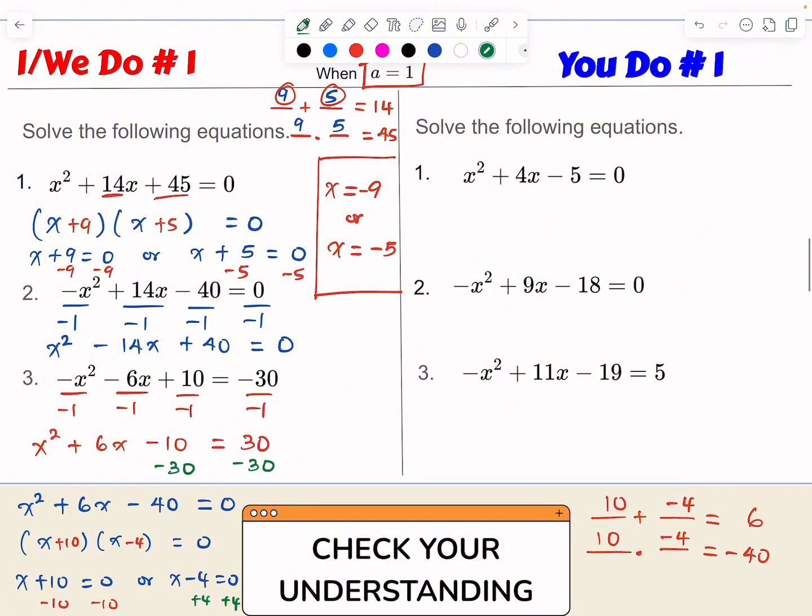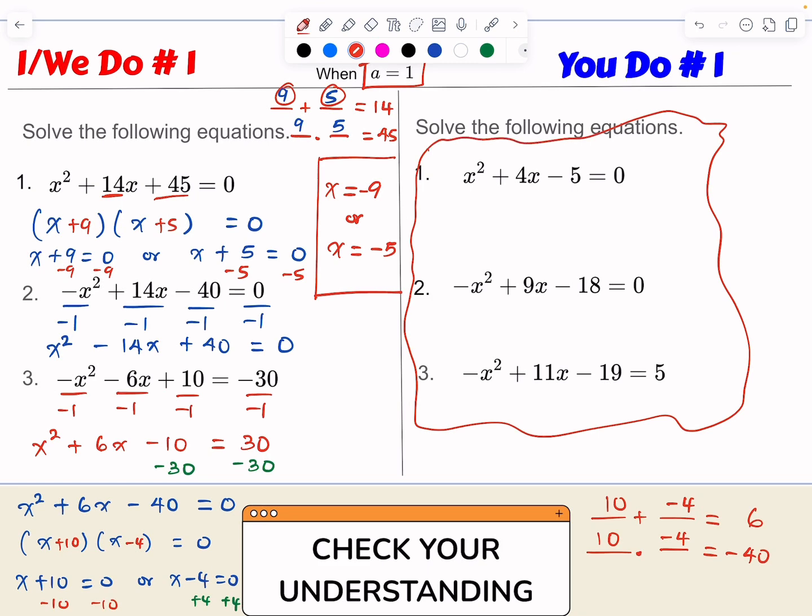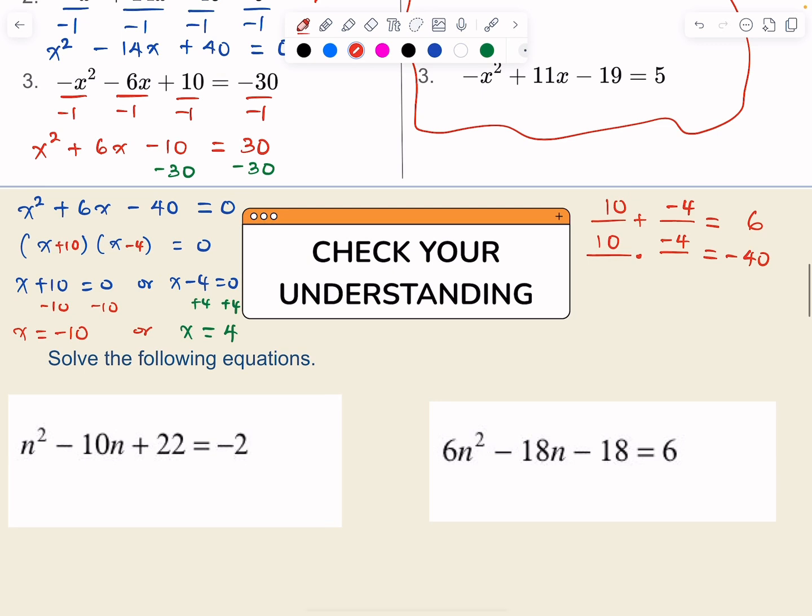So now what I want you to do, these three questions on the right, I want you to do them, and then I'll be looking forward to seeing your solution. They are just the same questions that I've done on the left. Make sure you practice this question by yourself, and I am looking forward to seeing your solution. And then for check for understanding questions, I would also like that you practice this question too, and let me know what your solution will be.